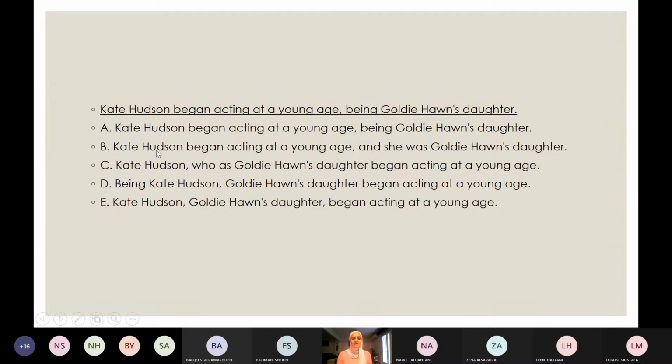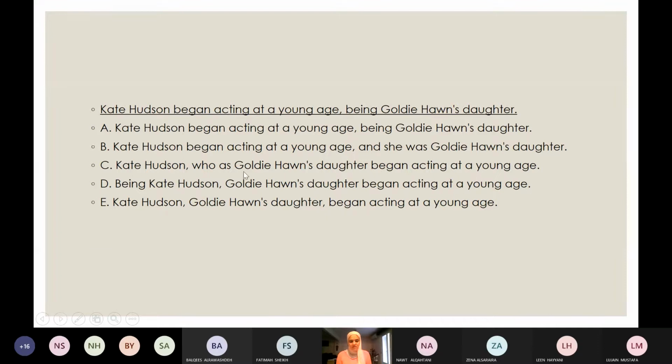Kate Hudson began acting at a young age, and she was Goldie Hawn's daughter. I extended the sentence. And there is no need to extend it, although it is grammatically correct, but I extended it. So let's keep it in mind. Let's bear in mind. Let's see, so B can function. So let's see. Kate Hudson, who as Goldie Hawn's daughter began acting at a young age.